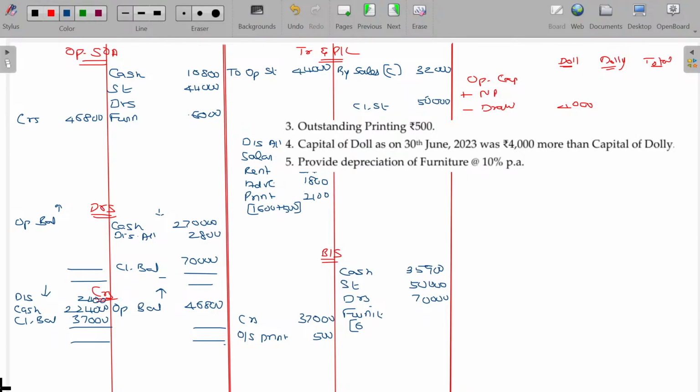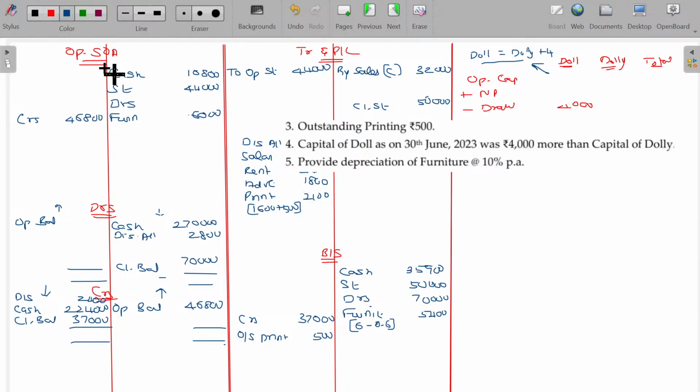Is that clear? Capital of Doll as on 30th June 23 was 4,000 more than the capital of Dolly in the year beginning. While comparing the capitals, Doll's capital is 4,000 more than Dolly's capital. So Doll's capital is equal to Dolly plus 4,000. Is that okay? Provide depreciation at the rate of 10% on furniture. For this, depreciation 10% is 600, so 5,400.